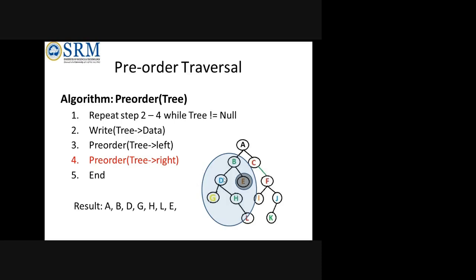So here it will return and go to B. When it comes to B, it will know that all its left is processed and only the right side E is left out. So E will be taken out. Now when it goes to B again, it knows that all the left and right are processed. Now it will go to A. The entire left tree is processed now. Now it will come to its right.